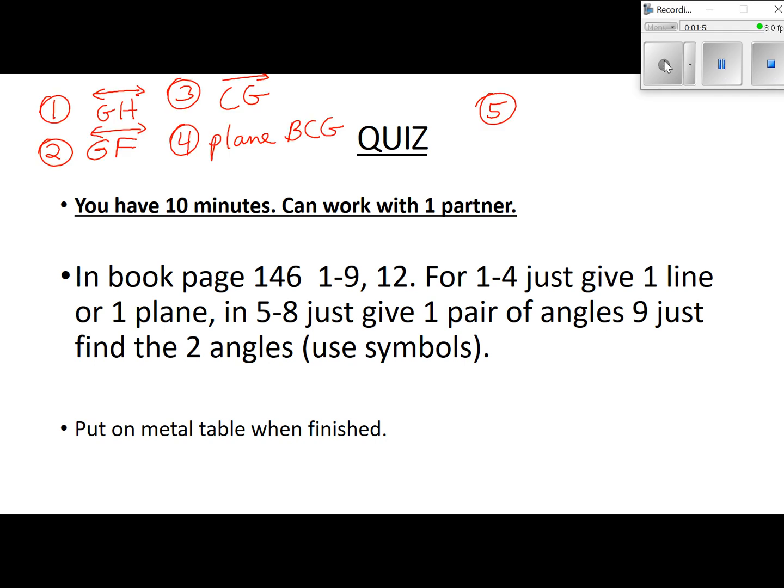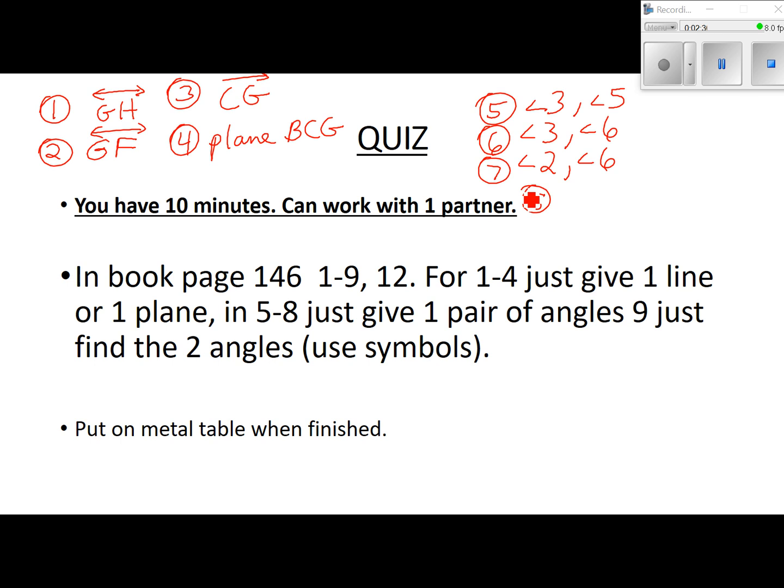Number 5 said name a pair of consecutive interior angles. Make sure you're using your symbol. Give me a pair of consecutive interior angles. 3 and 5. Everybody agree with that? Number 6. What's it want? Name me a pair of alternate interior angles. 3 and 6. Number 7. What's it want? Corresponding. Remember, you smash the lines together. Give me a pair of corresponding angles. 2 and 6. Everybody agree with that?